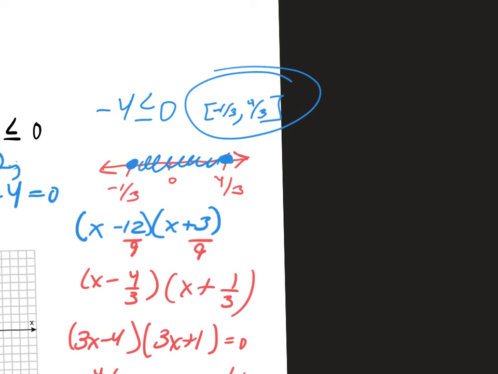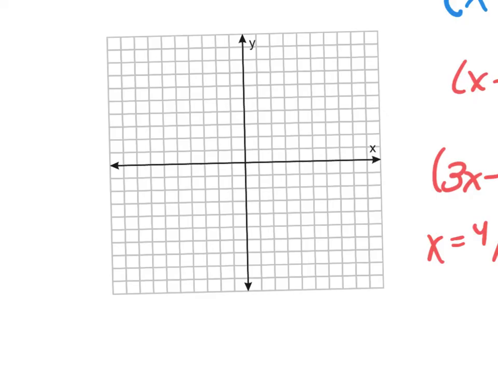Graphically, where were my intercepts? At positive what? Positive 4/3, so it's a little more than 1. And -1/3, less than 1. Again, is it a happy parabola or a sad one? Positive or negative? It's positive because the A term is positive.